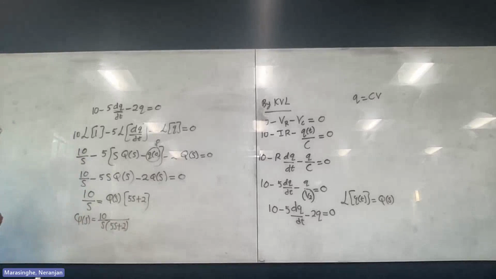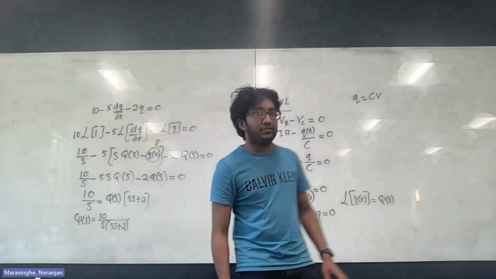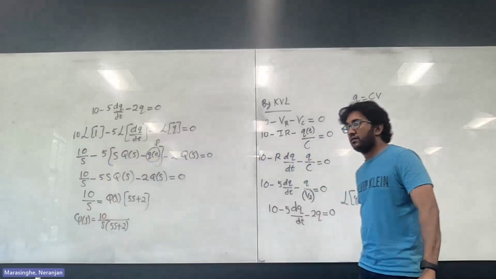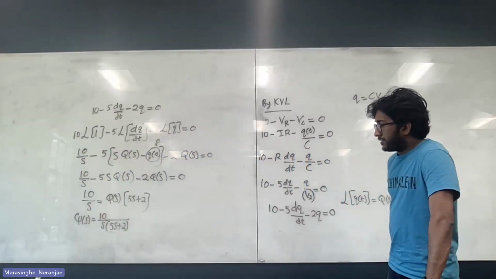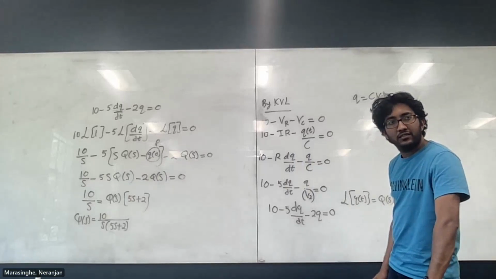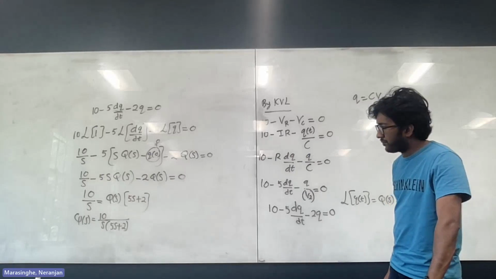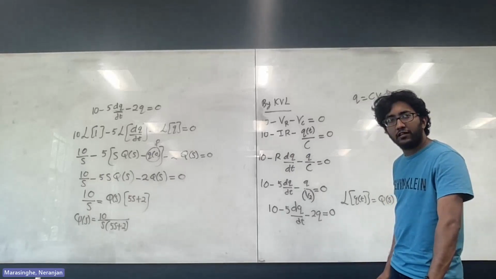Okay. Right. Now I know the Laplace transform of Q(t). So how can I find the inverse Laplace transform of this function? You can use partial fraction decomposition. Try to use partial fraction decomposition.